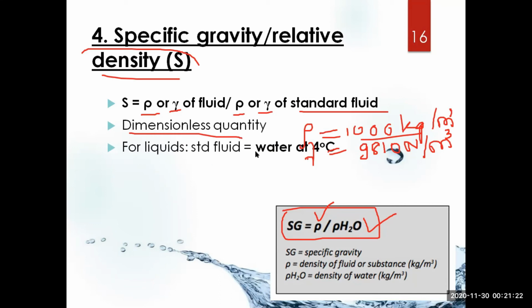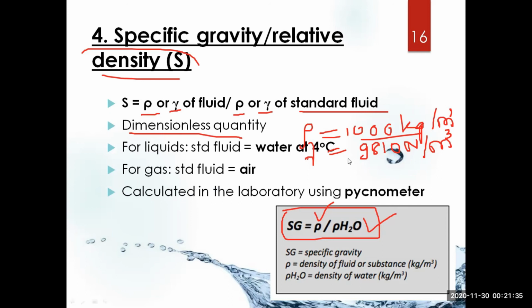And as I told, for liquids, the standard fluid we consider is water at 4 degrees Celsius, and for gases, we consider the standard fluid as air. We have a laboratory experiment to determine the specific gravity of the fluid, using a pycnometer. A pycnometer is an instrument which is used to measure the specific gravity of a fluid. The standard value of specific gravity for water is 1, and for mercury, it is 13.6.